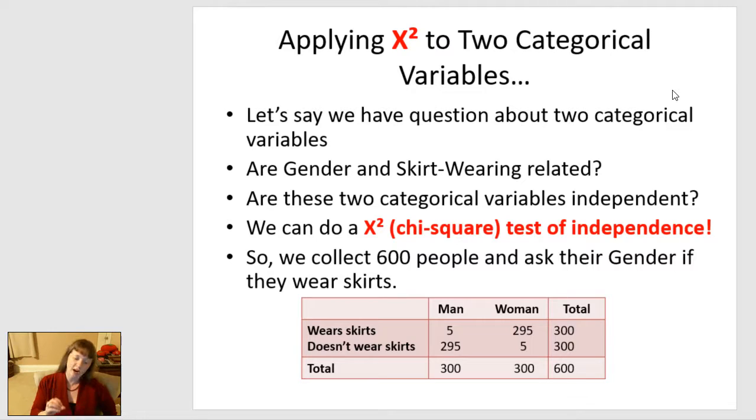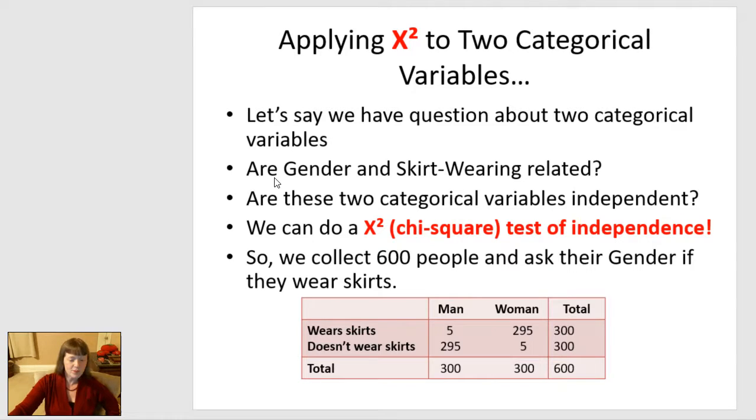A chi-square with 2 categorical variables means you're going to be asking people 2 category-based questions, and they're going to end up in a particular group based on their answers to 2 questions. And this, what I have here, is called the contingency table. It's called the contingency table because what group you're in is contingent, fancy word, on your answers to 2 questions.